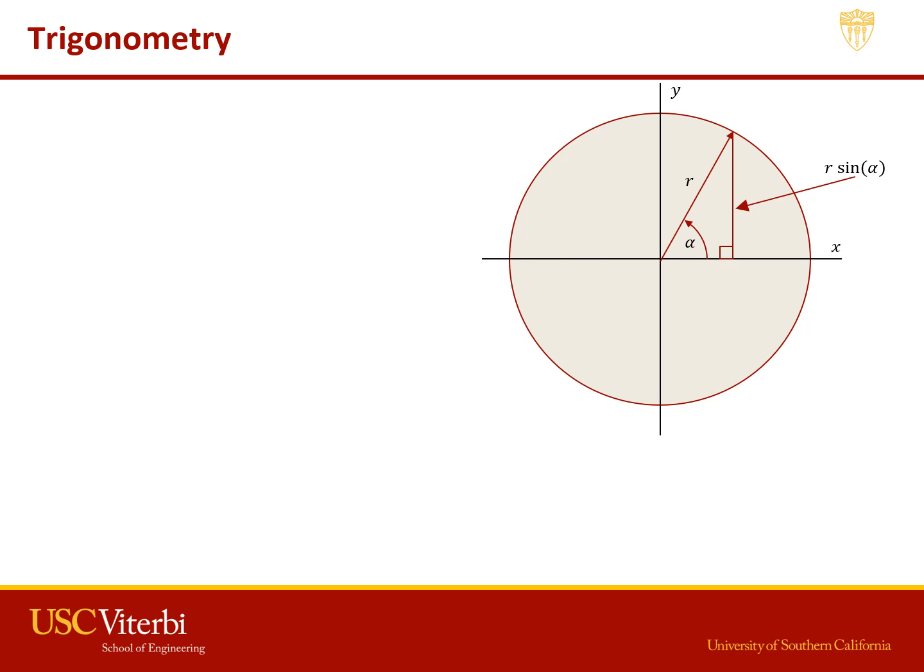And in a more useful form for us, the opposite side is the hypotenuse times the sine of the angle. And similarly, we have the same thing for the adjacent side, only now we use the cosine. So this is the form that's really useful. If we have a vector r, and it has a length of r, and it's up at an angle alpha, then the opposite side, the y component of this vector, is r sine alpha, and the x component is r cosine alpha.